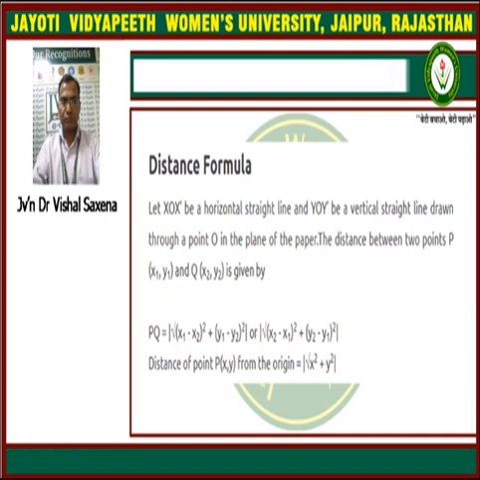So we can just put the coordinates of both points: the point P can be taken as (x1, y1), and the origin can be taken as the point (x2, y2), which is (0, 0). So in the above formula, (x1, y1) can be replaced by (x, y), and (x2, y2) can be replaced by (0, 0). So this formula reduces to the square root of x square plus y square.